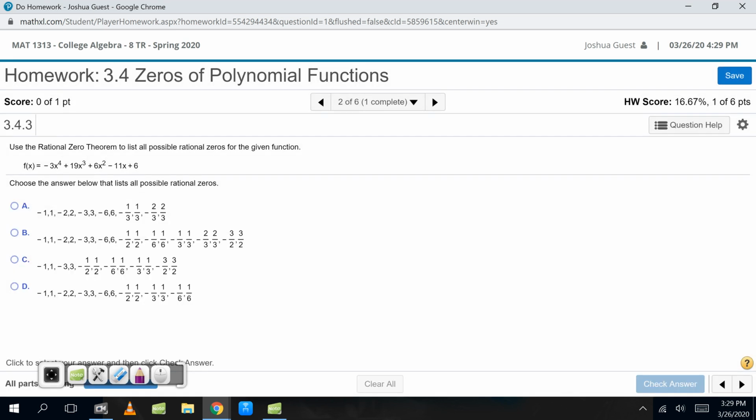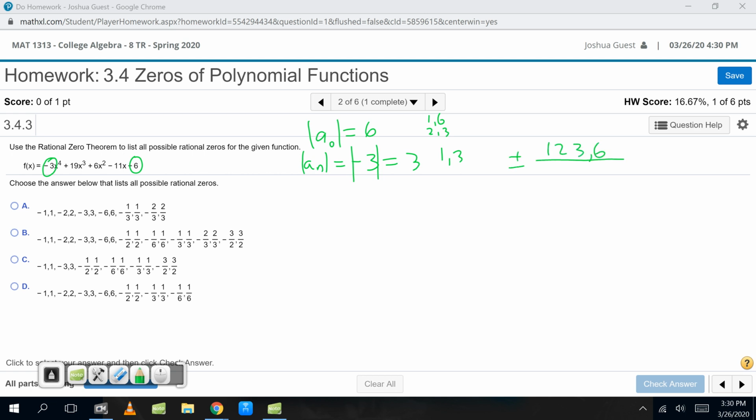Guess what? This same exact problem here. I care about 6 and this negative 3. So my absolute a sub n is not negative 3, it's the absolute value of that, which is 3. And then my absolute a sub 0 is 6. Again, my factors of 6 are 1 and 6, and 2 and 3. And here, 1 and 3 for this one. So I'm going to say plus or minus 1, 2, 3, and 6.